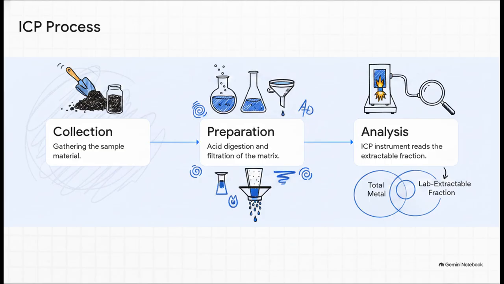To truly understand why those limits change, you've got to look at the journey of your sample. Step 1 is collection. Step 2 is digestion and filtration, often using some pretty strong acids. And step 3 is the actual ICP analysis. Now, I really want to emphasize step 2 here. What the machine measures is only the lab extractable fraction. So if your question is, hey, how much of this metal is in my soil, but the acid digestion step only dissolved half of that metal, well, the reported number isn't going to answer your true question. The prep steps heavily dictate the final number.